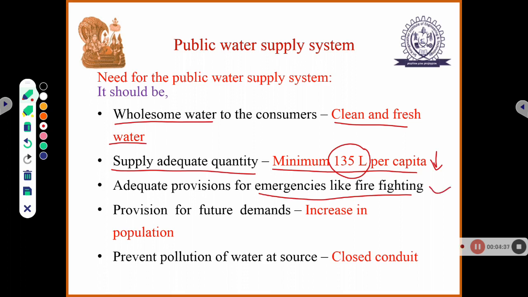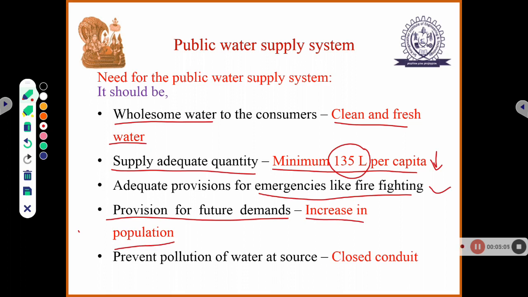Next, provision for future demand. If we construct or provide a pipe in a particular area, we also need to consider the future expansion of that area. In this, we consider that and provide the water pipeline and street inlets and so on.